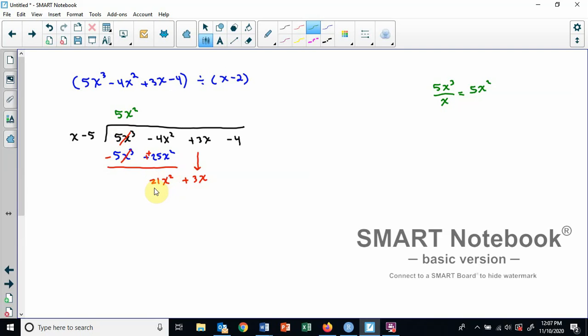So look at our first term, our leading term here, 21x squared. And we'd like to see how many times x divides evenly into that. 21x squared, how many times does x divide into it? That'll be 21x. So let's see, that's a positive, so plus 21x. Okay? Once again, we're going to take this 21x, multiply it by the x minus 5, and then subtract it off. So 21x times x makes 21x squared. 21x times a minus 5, that makes a negative 105x.